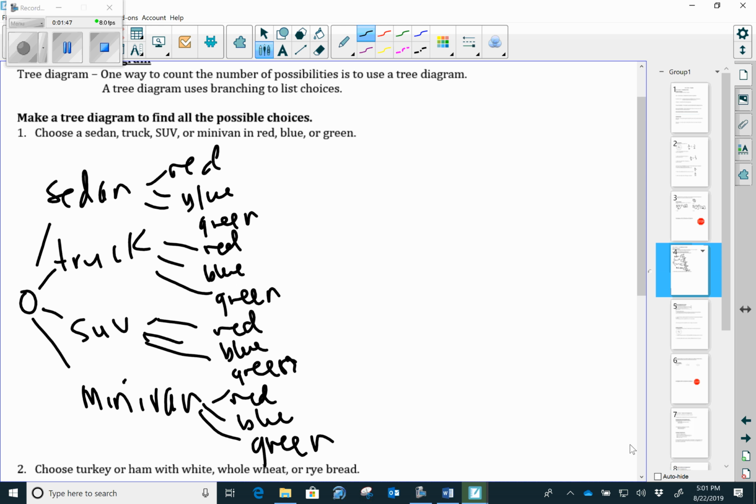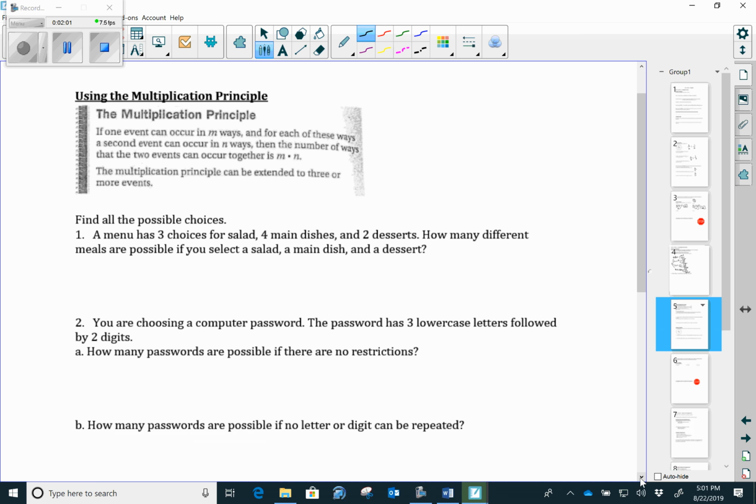Now let's continue. The multiplication principle: if one event can occur in m ways, and for each of these ways a second event can occur in n ways, then the number of ways that the 2 events can occur together is m times n. The multiplication principle can be extended to 3 or more events.